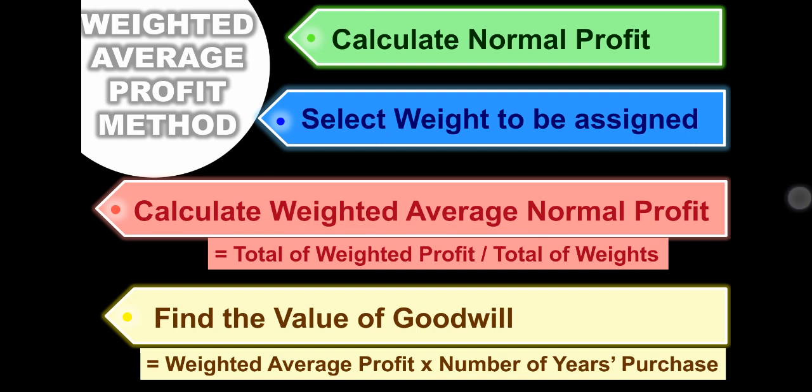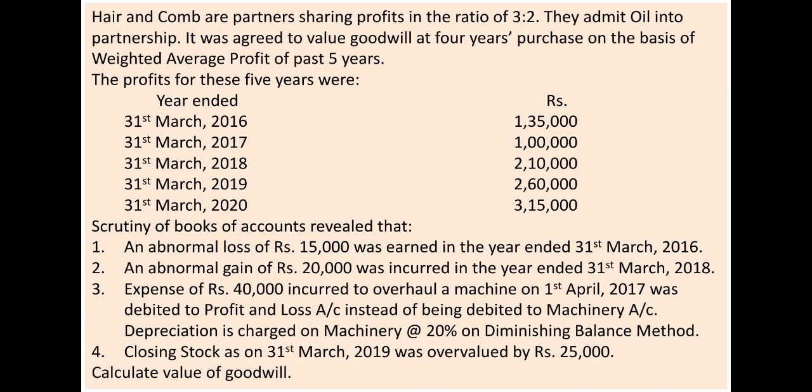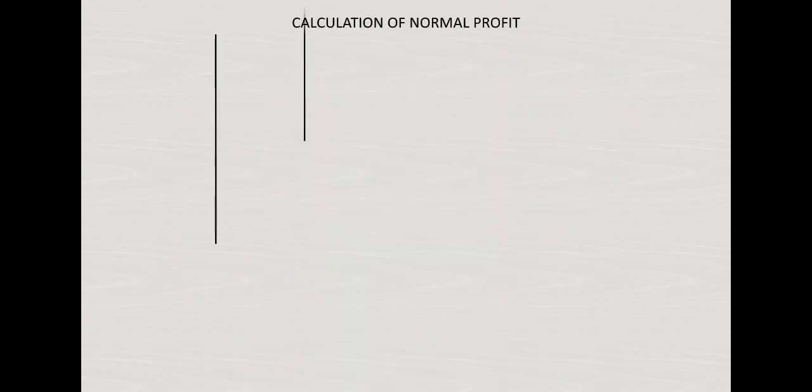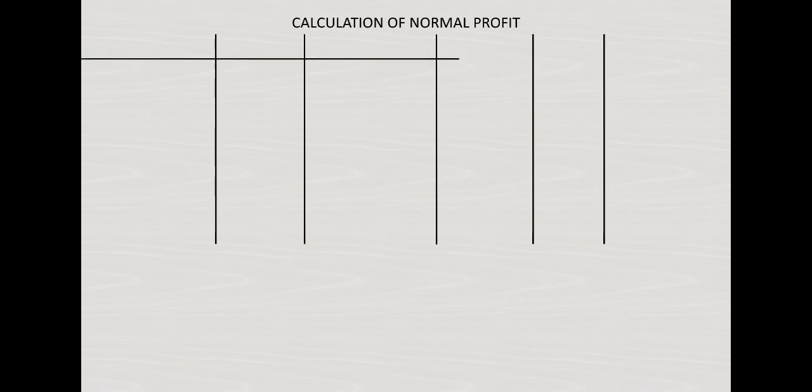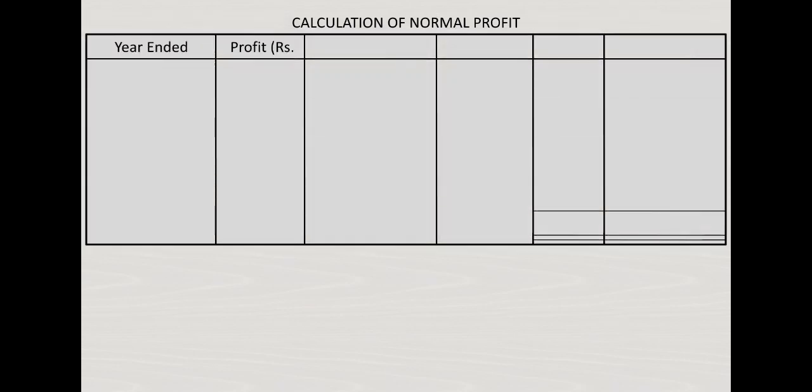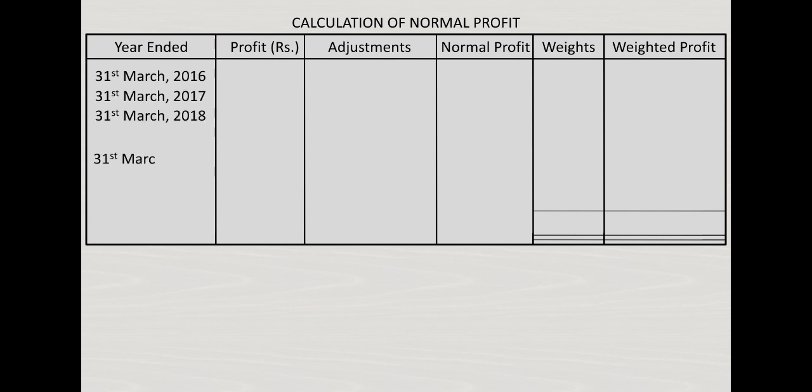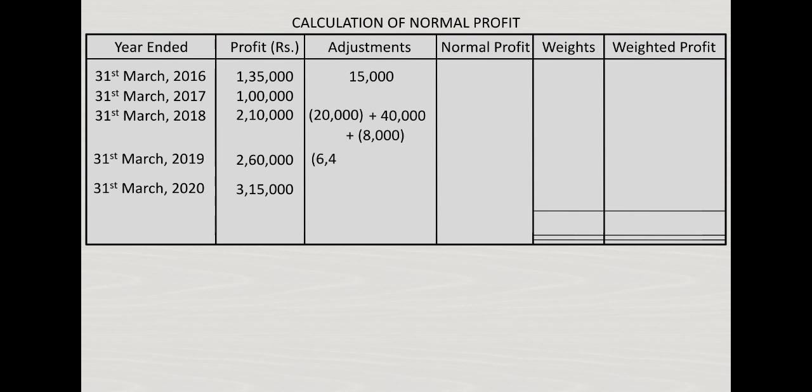Let's start our question. This is the same question we did earlier, so you need not write this again. We can see from there. Then let's make a table for calculating normal profit. And here, after calculating normal profit, we will calculate weighted profit in the same table. So write all the entries up to normal profit as they are the same.